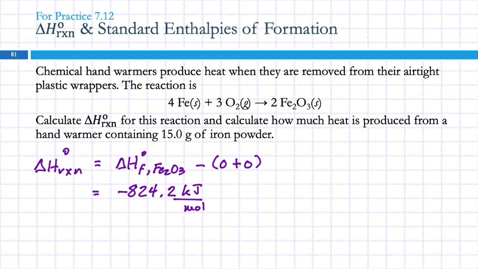What did I forget? I forgot the coefficient, right? So it's the coefficient times the heat of formation. So 2 times negative 824.2, negative 1648.4 kilojoules. So that's the heat of formation for this equation. Sorry, the heat of reaction.